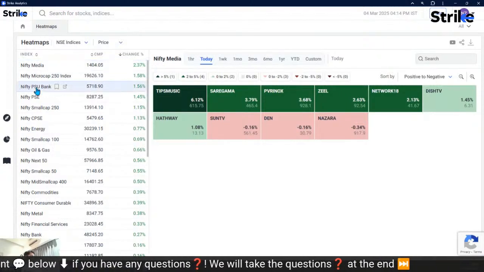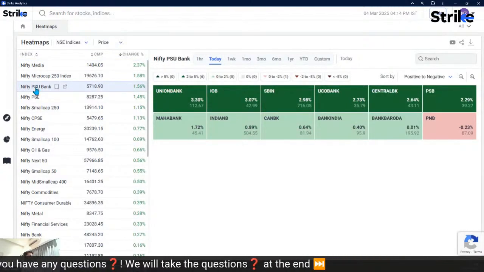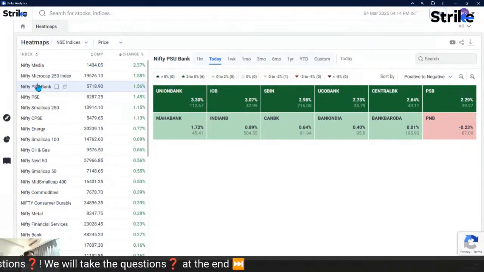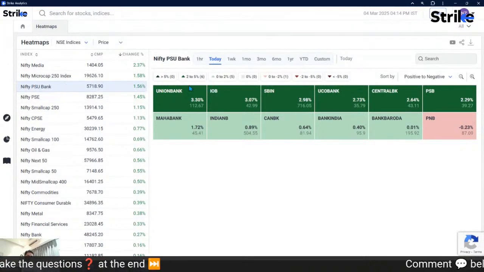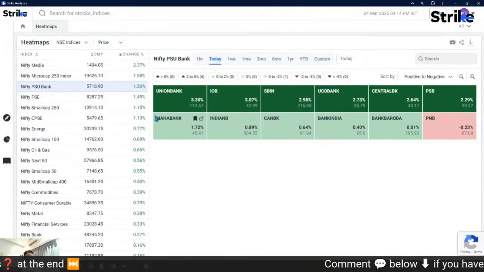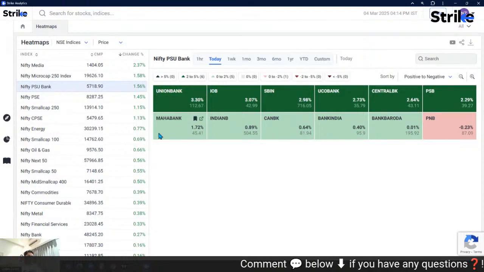If you would like to have a look at PSU banking stocks, which were also performing well, just click on PSU banking stocks over here, and the list of all the PSU banking stocks will open up like this.